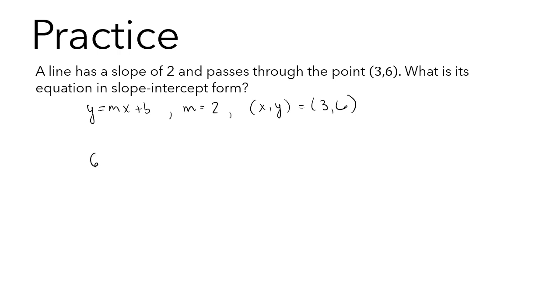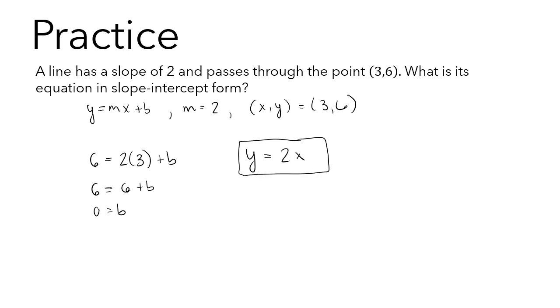I'm going to go ahead and fill in the variables that I know into the equation and solve for b. So y here is 6, that equals m, which is 2, times x, which is 3, plus b. So that leads us to 6 equals 2 times 3 is 6, plus b, which means b must be 0. So my equation is going to be y equals 2 times x plus 0. We don't need to write that, so it's just y equals 2x.